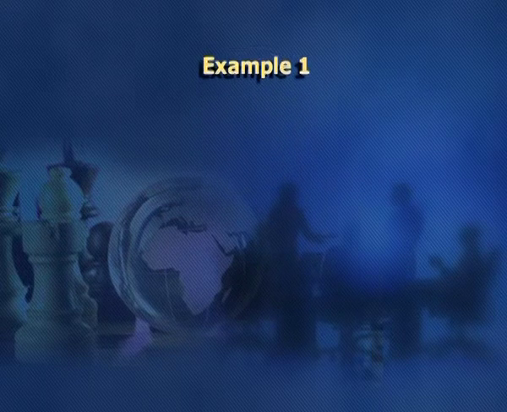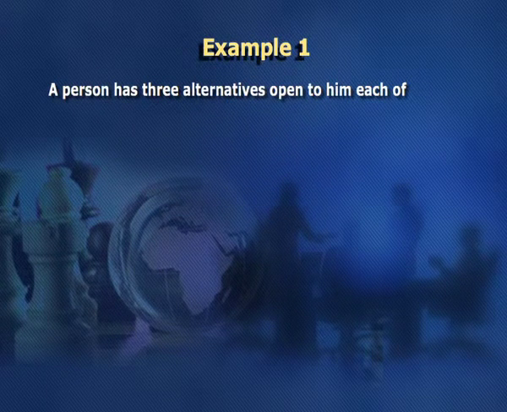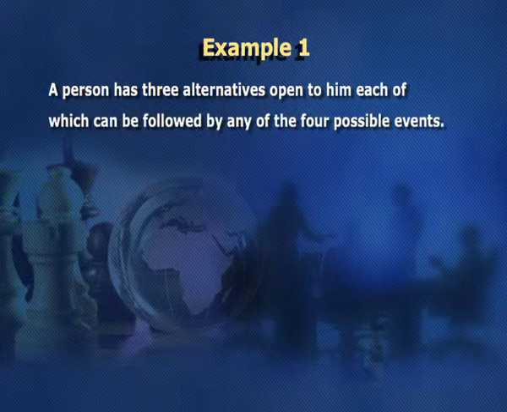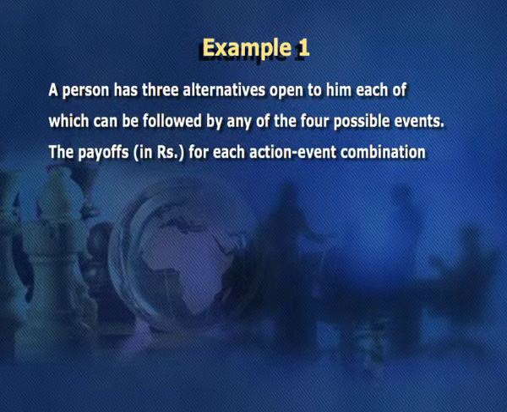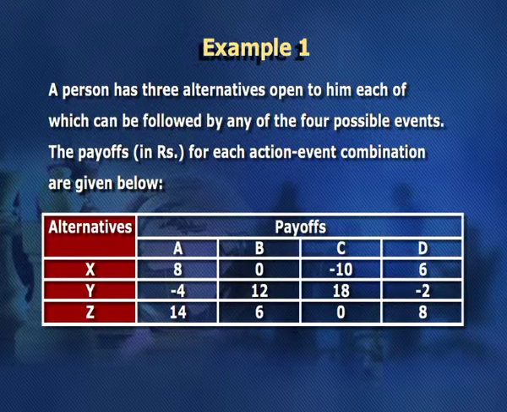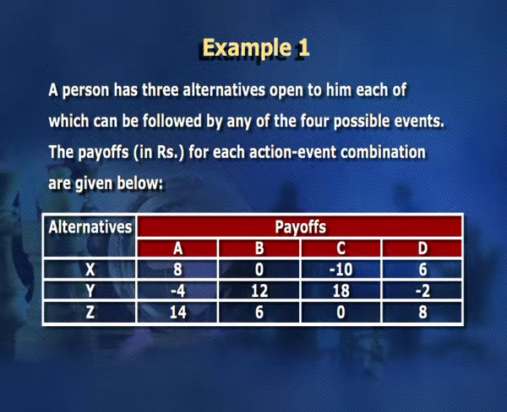Let us understand with an example. A person has 3 alternatives open to him, each of which can be followed by any of the 4 possible events. The payoffs in rupees for each action-event combination are given below. You can see the table now. The alternative actions are X, Y, Z, and the events are A, B, C, D. So, 8 represents that if action A is taken and the state of nature is X, then it is plus 8. In the same way, if action is A and the state of nature is Y, then it is minus 4. So, that much is a loss, and so on. We can understand the whole table.